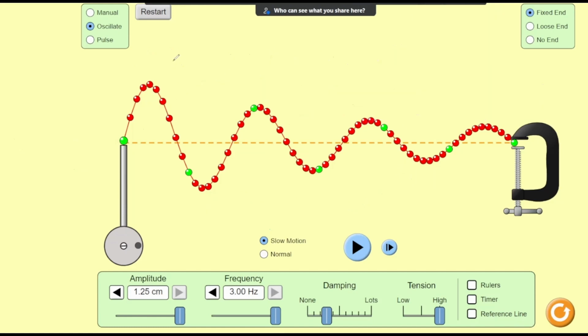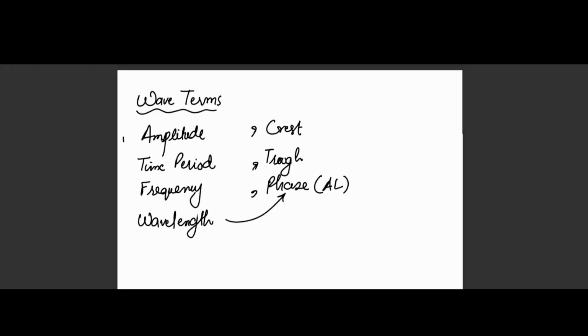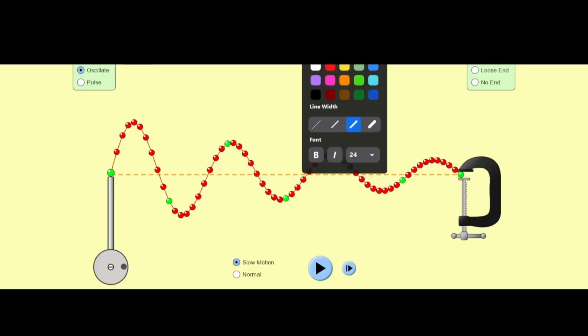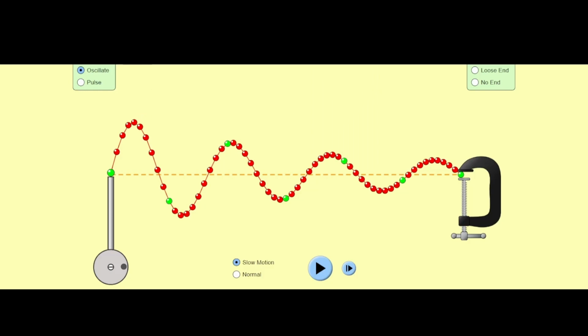All right. So what have we done successfully? We've done amplitude, crest, and trough. Now let's look at wavelength, and then we're going to move towards time period, phase, and frequency. So what would be the wavelength? It's very simple. Wavelength would be between crest to crest, or between trough to trough, or it can be from one mean position to the next mean position, where it actually starts and stops.